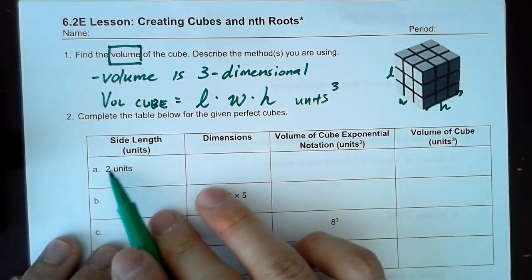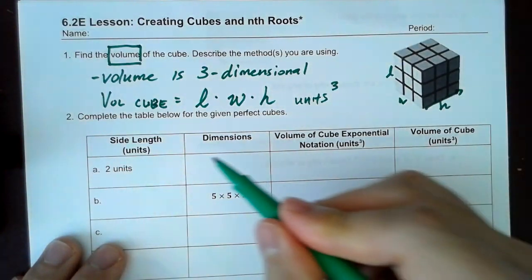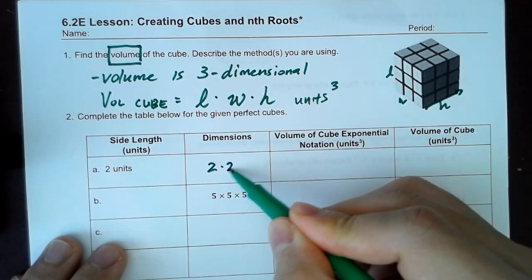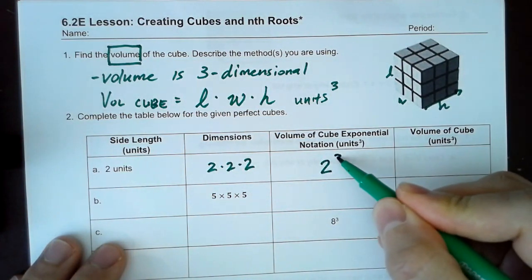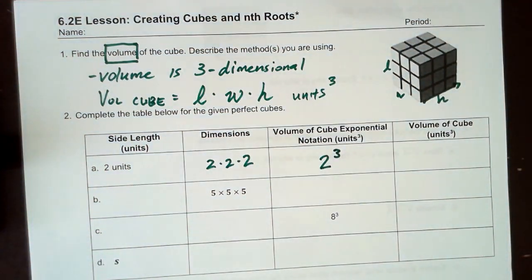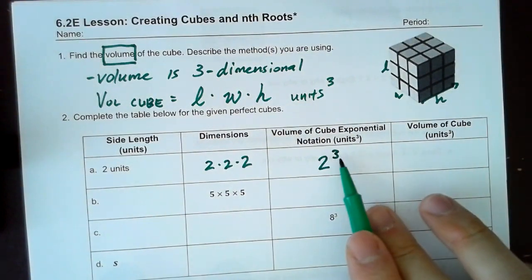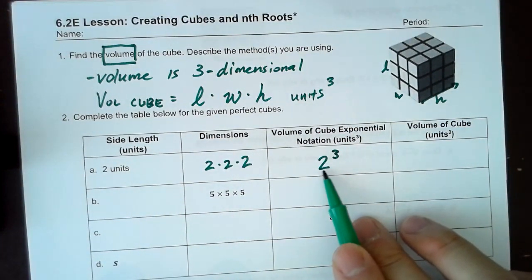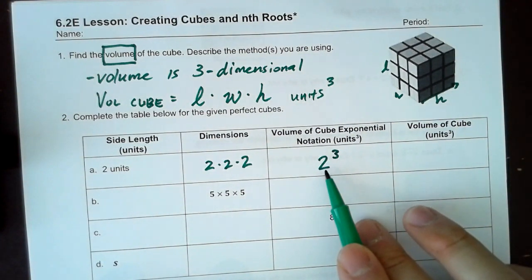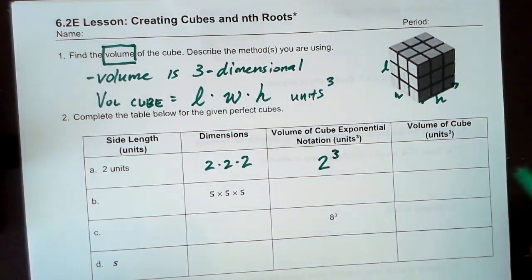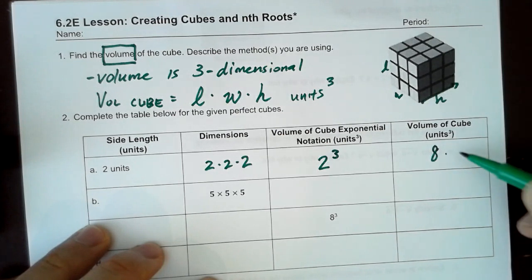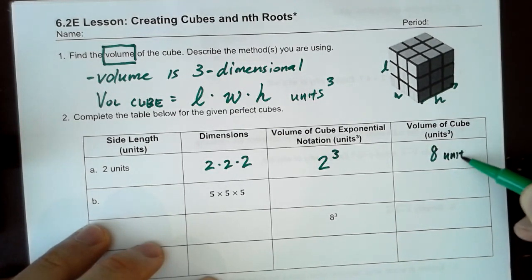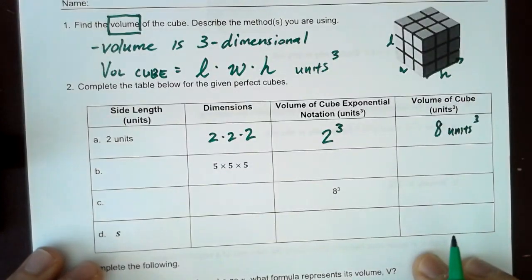Okay, so if the side length of the cube is 2, we know that the dimensions are 2 by 2 by 2. We know another way to write this is 2 cubed. We had squares before when we were squaring something. Well, a cube is basically when you multiply the base by itself 3 times. Okay, so this is going to be 8. And yes, you should be writing units cubed every time.